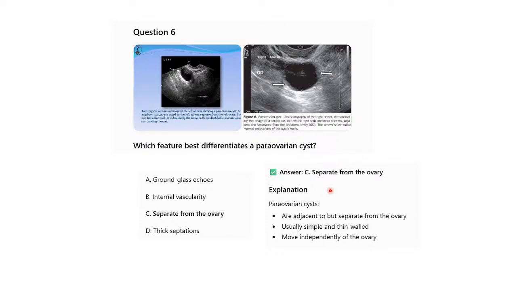Para-ovarian cysts are adjacent to but separate from the ovary, usually simple and thin-walled, and move independently of the ovary. Okay, so that's why it is called a para. Para means they are running parallel to the ovary.